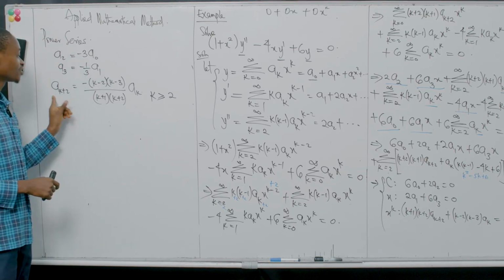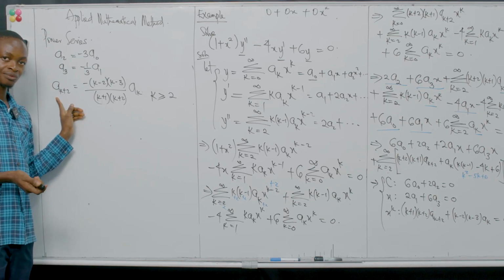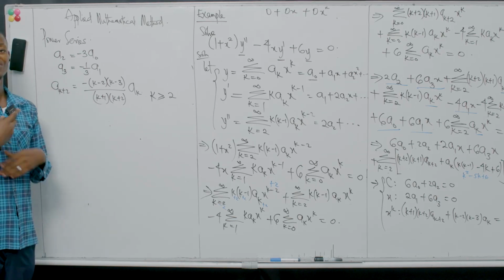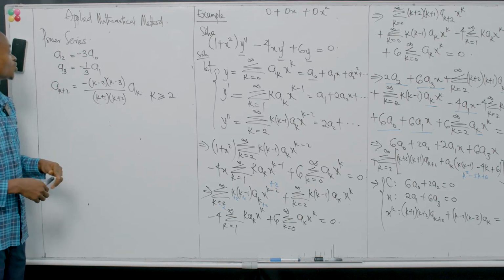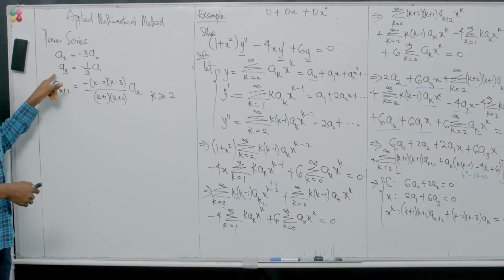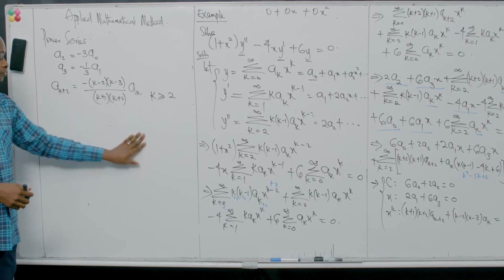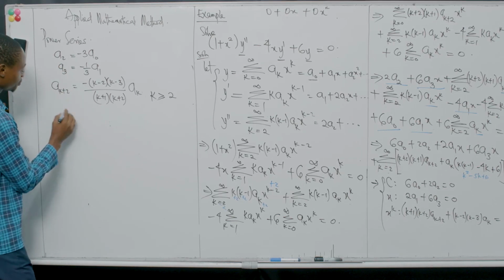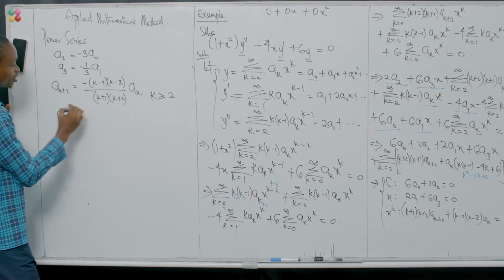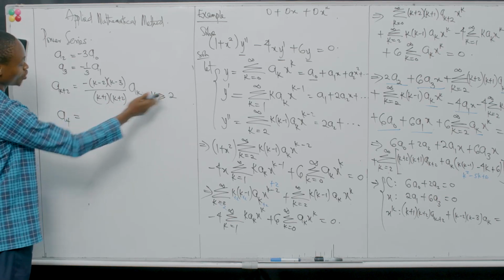So it means the very first value you can calculate here is a4, followed by a5, a6, and so on and so forth. So we have gotten a2, a3. We can get a4 here. Let's see what happens. a4 would now be equal to what? That means k is equal to 2 at that point.